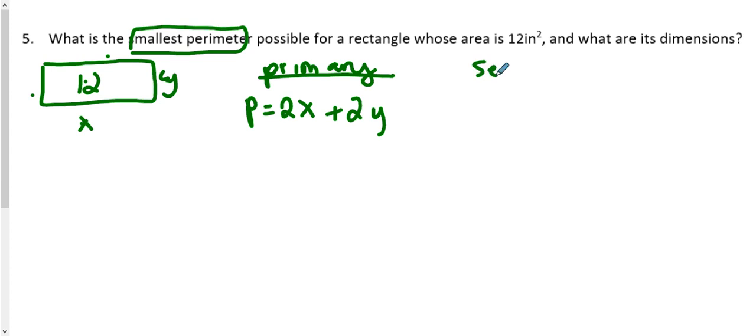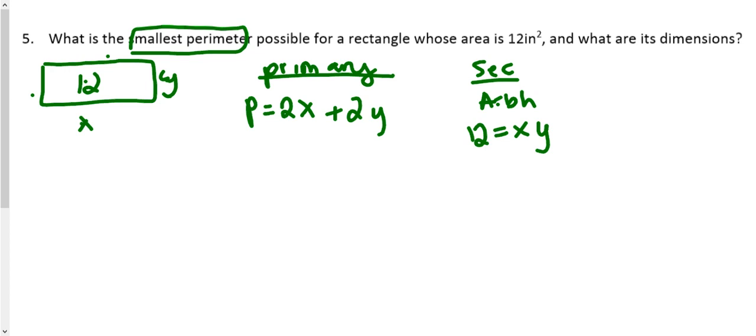So our secondary equation is going to be the area. Area is base times height. In this case, base and height, we named them x and y. You can name them base and height if you want. That's totally fine. The area that we want it to be is 12.